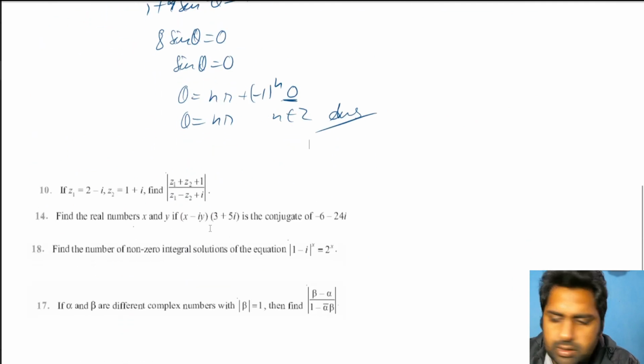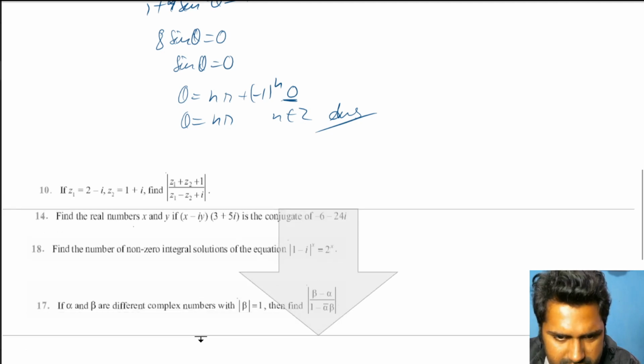All right, now a few simple examples based on modulus and complex conjugate.